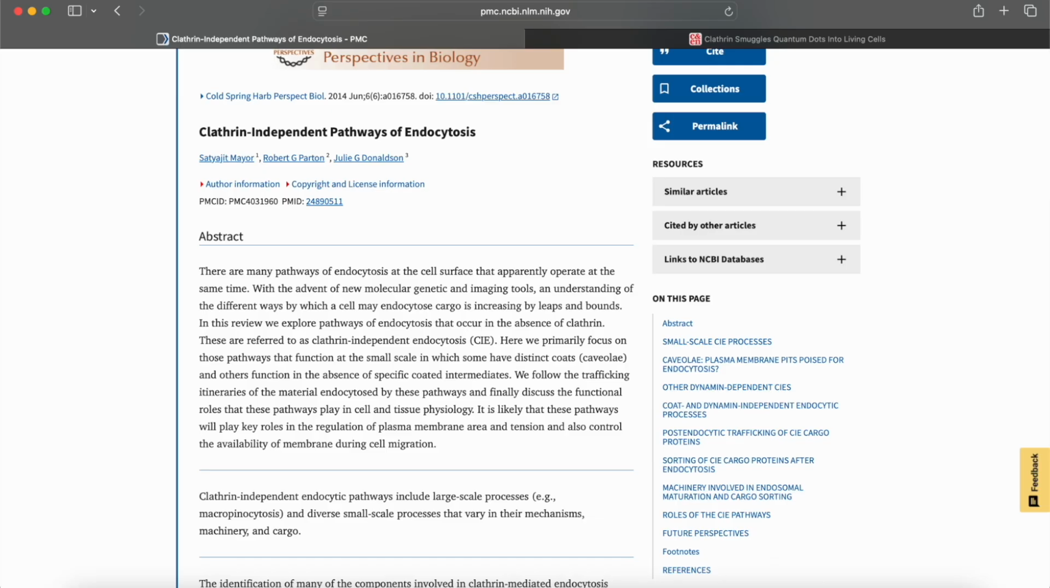Here we primarily focus on those pathways that function at the small scale, in which some have distinct coats and others function in the absence of specific coated intermediates. We follow the trafficking itineraries of the material endocytosed by these pathways and finally discuss the functional roles that these pathways play in cell and tissue physiology. It is likely that these pathways will play key roles in the regulation of plasma membrane area and tension, and also control the availability of membrane during cell migration.